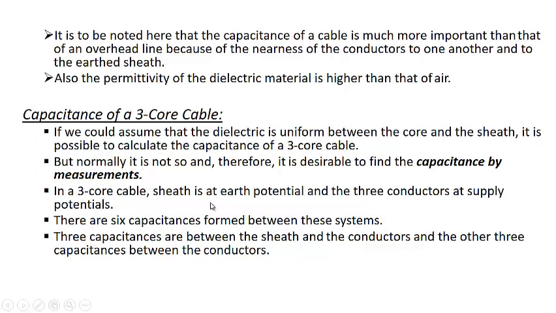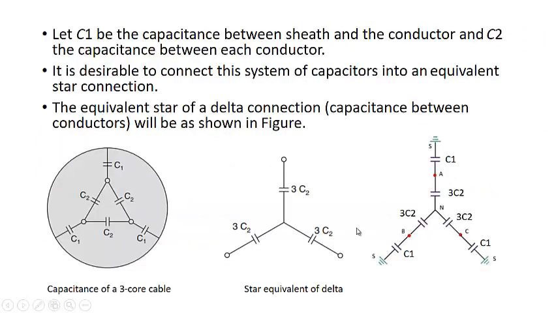In a three-core cable, the sheath is at earth potential, that is always the case, and the three conductors are at the supply potential. We are charging the conductors rather than the sheath. The sheath will always be connected to the earth, that's why it will be at earth potential. There are 6 capacitances formed in this system, you can see. For example, these are 3 conductors, conductor 1, conductor 2, conductor 3, and this is the sheath. Now there will be 6 capacitances, that is conductor and sheath, conductor and sheath, conductor and sheath, and let these capacitances be denoted by C1.